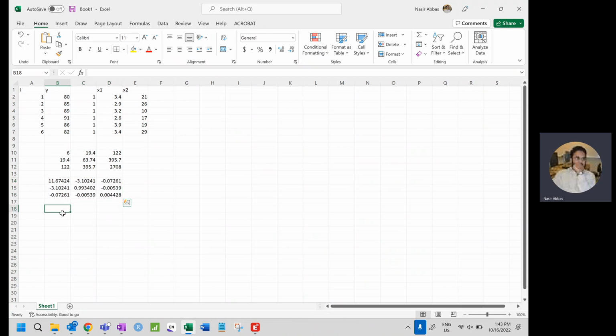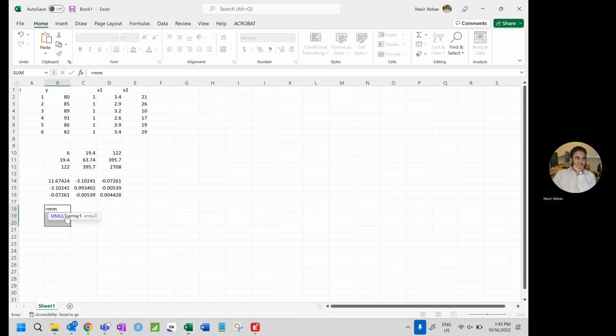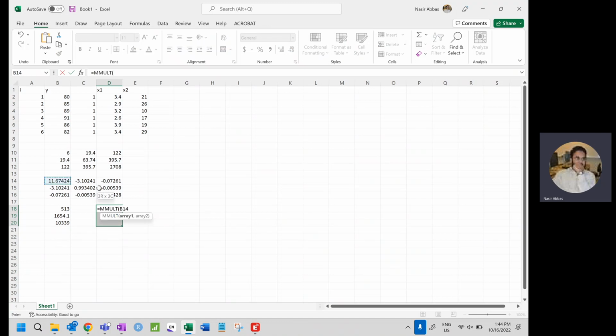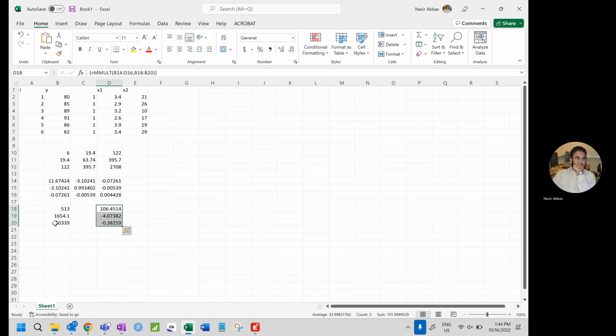Then I'll find X transpose Y. The final step is to multiply X prime X whole inverse with X prime Y to get beta hat. And this is my beta hat. The intercept is 106, which means if you get 0 in major one and your CGPA is 0, you'll get 106 points in this course.